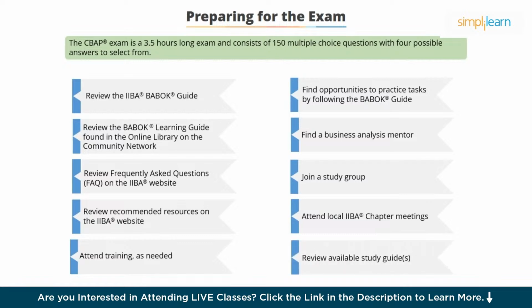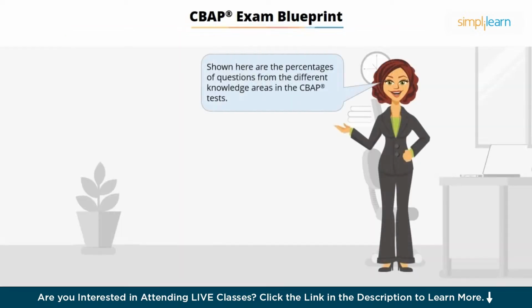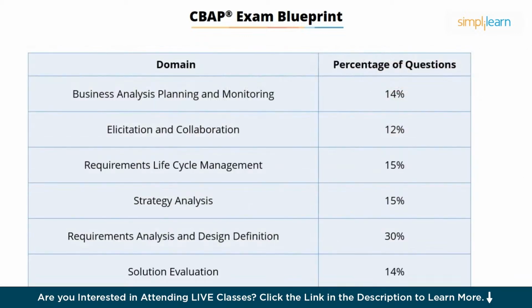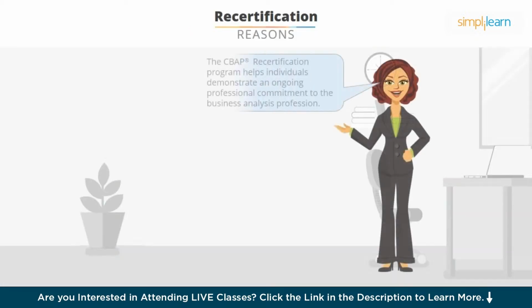Review available study guides. Shown here are the percentages of questions from the different knowledge areas in the CBAP tests. Business analysis planning and monitoring is 14%. Elicitation and collaboration is 12%. Requirements lifecycle management is 15%. Strategy analysis is 15%. Requirements analysis and design definition is 30%. Solution evaluation is 14%.